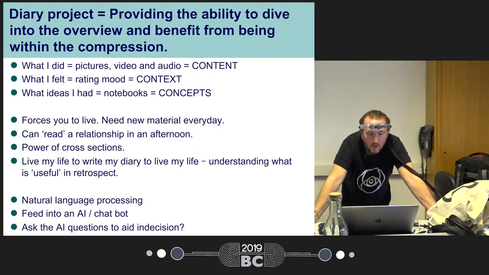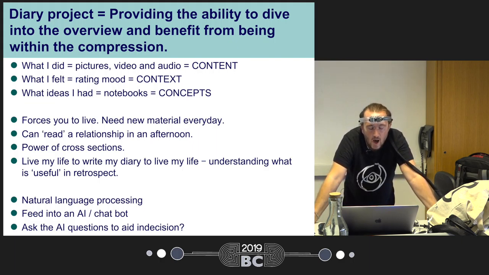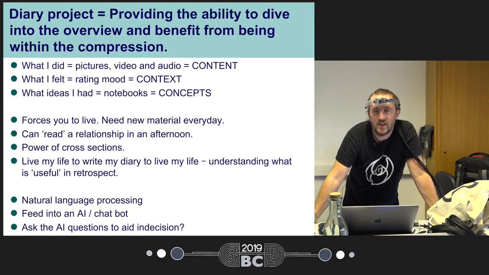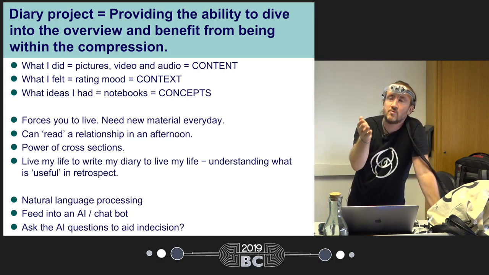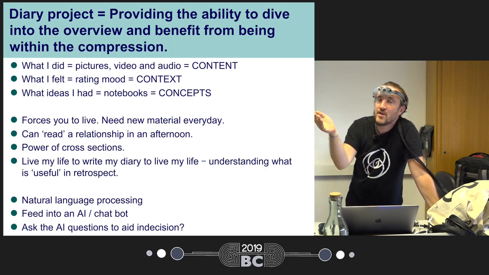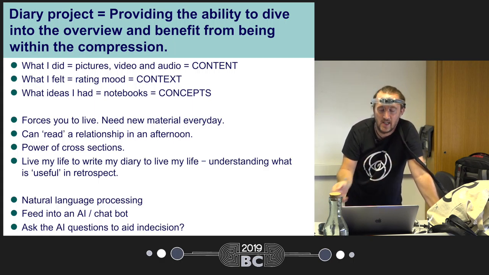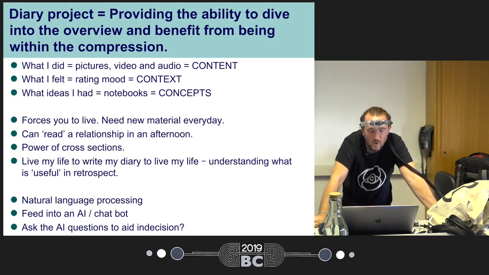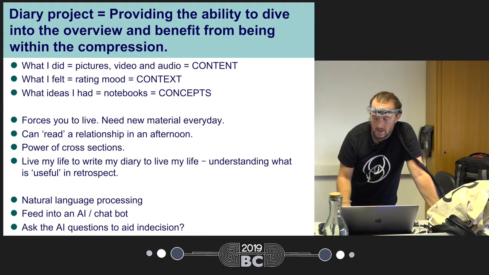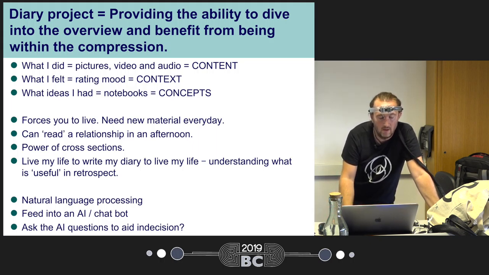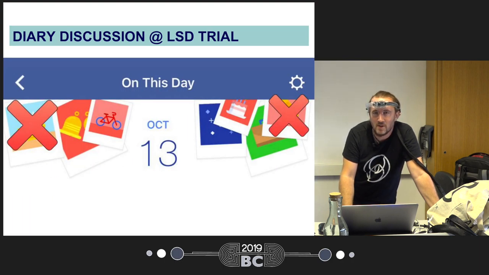I can read a relationship in an afternoon if it lasted a year. And the really powerful thing is cross-sections, so I can take cross-sections through that 30 years and look back at this day last year and the year before and the year before and get 30 different me's communicating again. And it's just an amazing way of using my memory in a way that I couldn't do naturally. So really interested in feeding all that into an AI to basically create a situation where I can ask the AI questions that I can't answer. I know Russell's got comments on that.